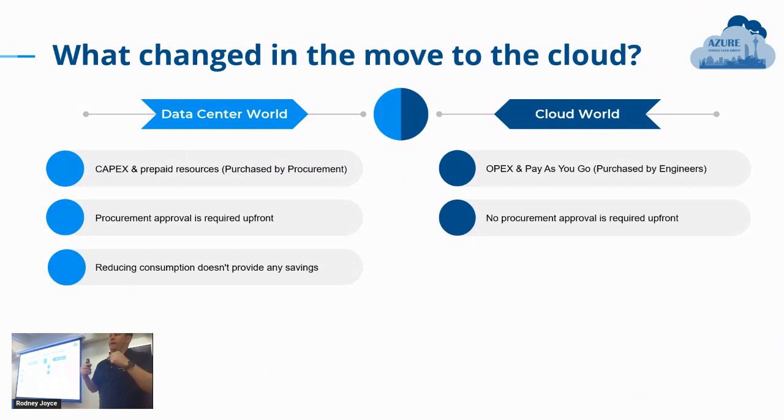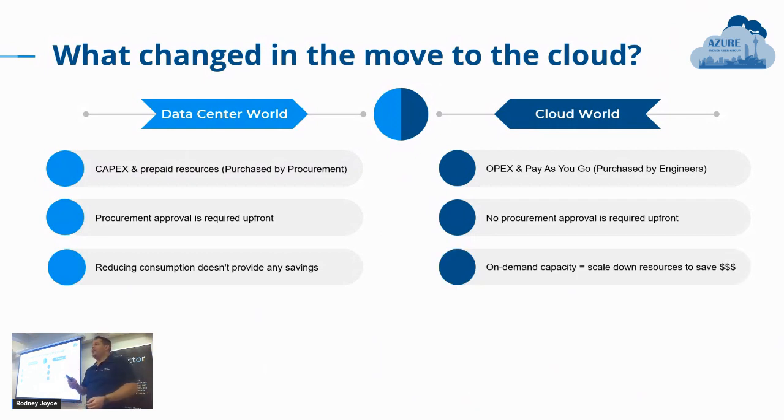Reducing your consumption in the CapEx world has no effect. So in that example I mentioned, we had this $500,000 server. If we did use it or didn't use it, it didn't matter. The cost was sunk. Whereas in the OpEx world, there's great incentive to reduce your capacity. Scaling down directly saves money.